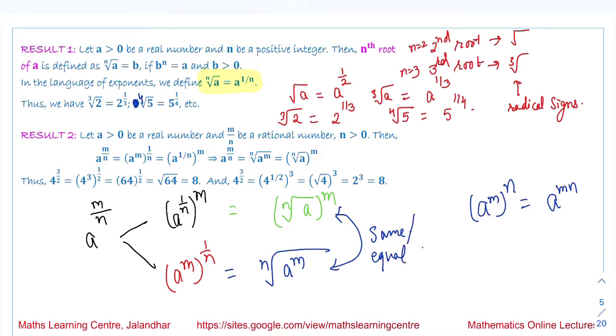The same thing is explained over here with the help of an example. If it is 4 raised to the power 3 by 2, you can write it as 4 raised to the power 1 by 2, whole raised to the power 3. 4 raised to the power 1 by 2 means the square root of 4, whole raised to the power 3. The square root of 4 is 2, raised to the power 3, and the answer is 8.